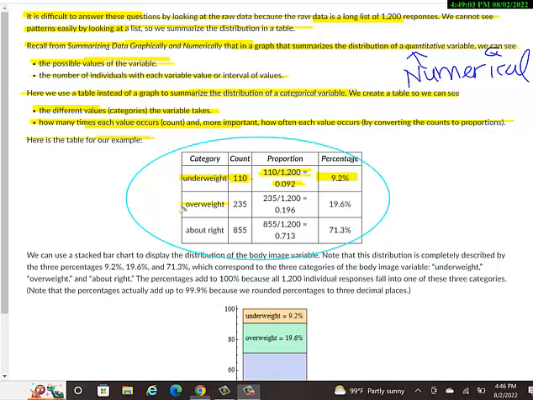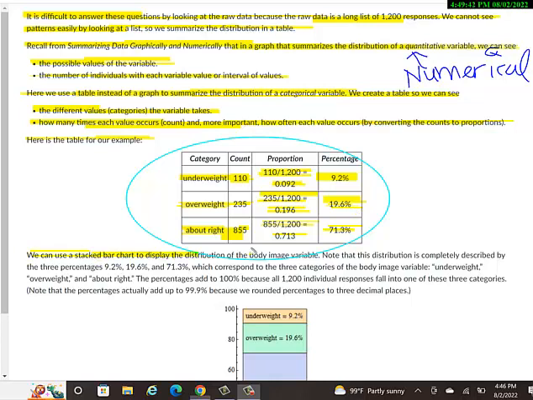And then the second row talks about those who categorize themselves as overweight. There were 235 people in that category. 235 out of 1,200 represents 0.196 of the population, which if you move the decimal over, you get 19.6%. The last row talks about those that categorize themselves as about right. 855 students categorize themselves as about right, not underweight, not overweight. 855 out of 1,200 is 71.3%. So obviously the majority of people, the vast majority of people, consider themselves about right.